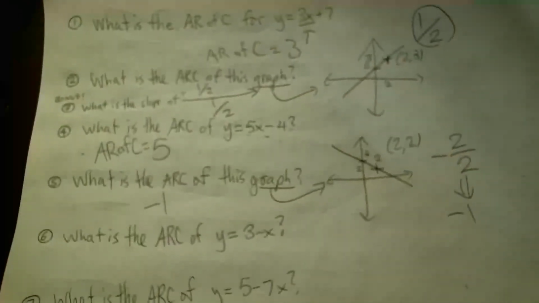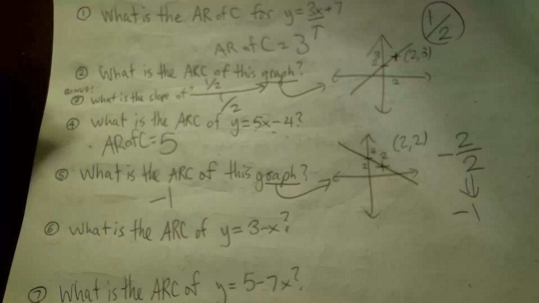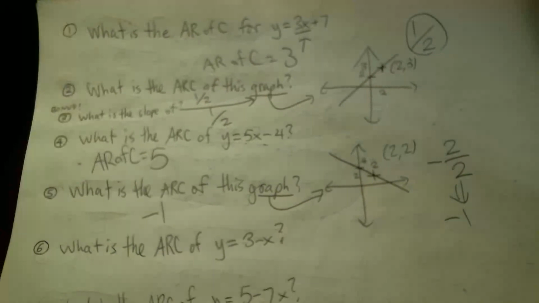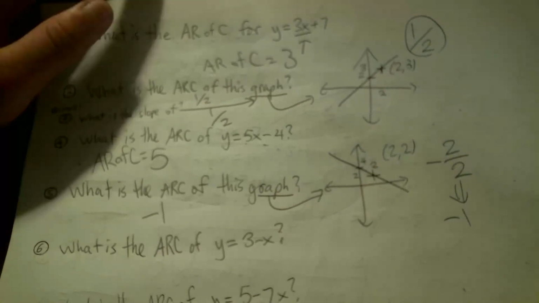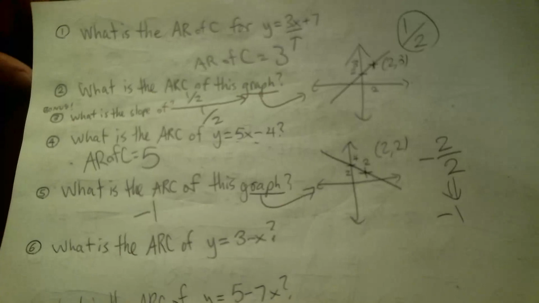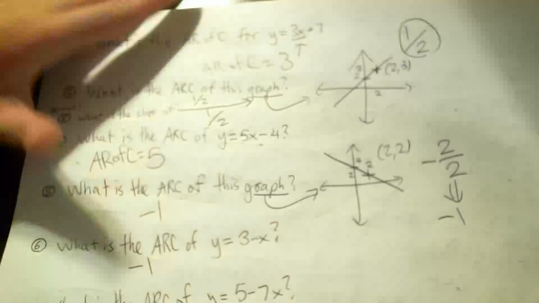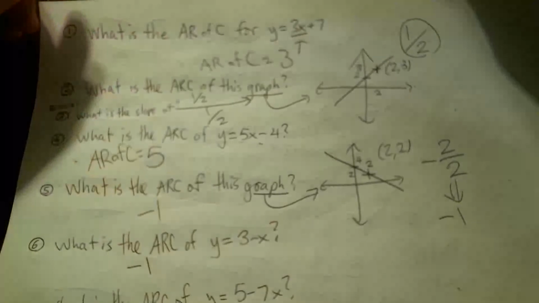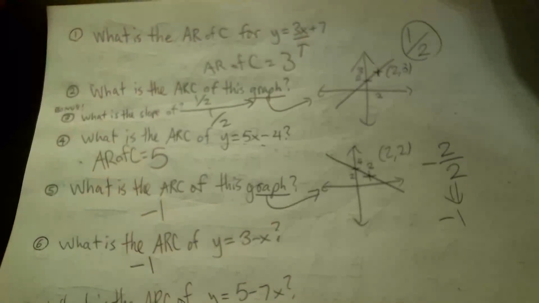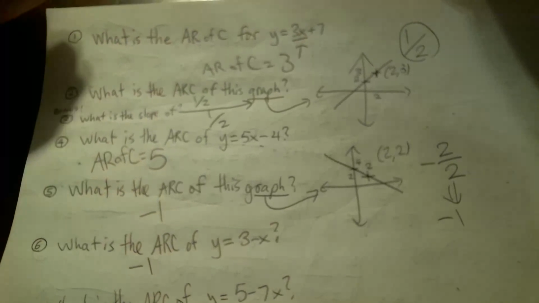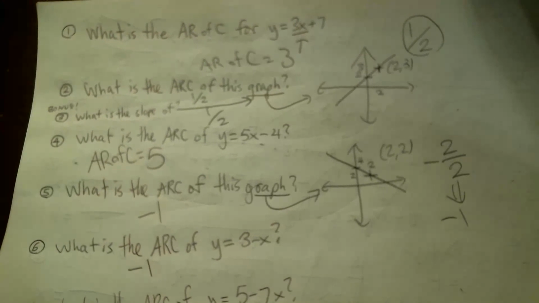Alright, let's do the sixth one, which asks what is the average rate of change of y equals 3 minus x. That would be asking for the slope in general, so this would just be negative 1. Let's see the seventh one, which asks what is the average rate of change of y equals 5 minus 7x. This one here is the slope, and that would just be negative 7.